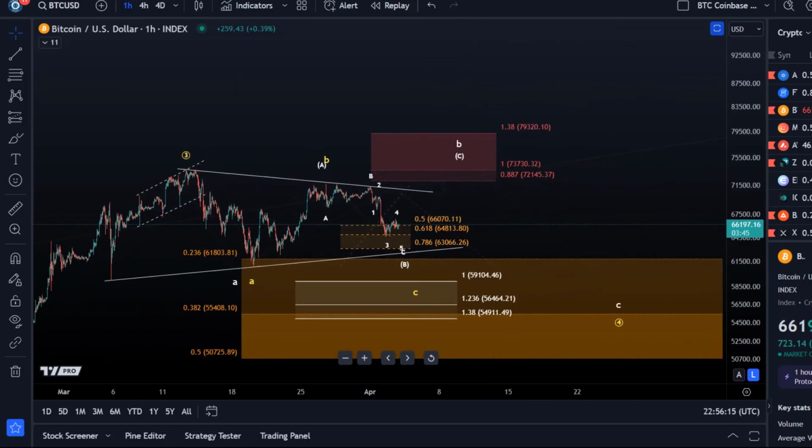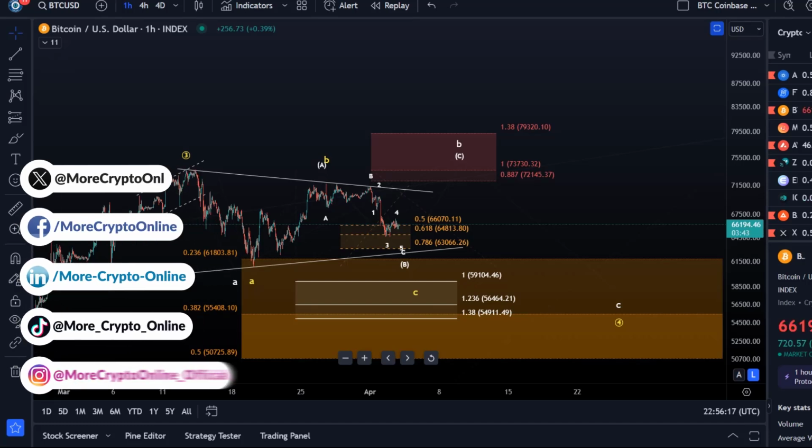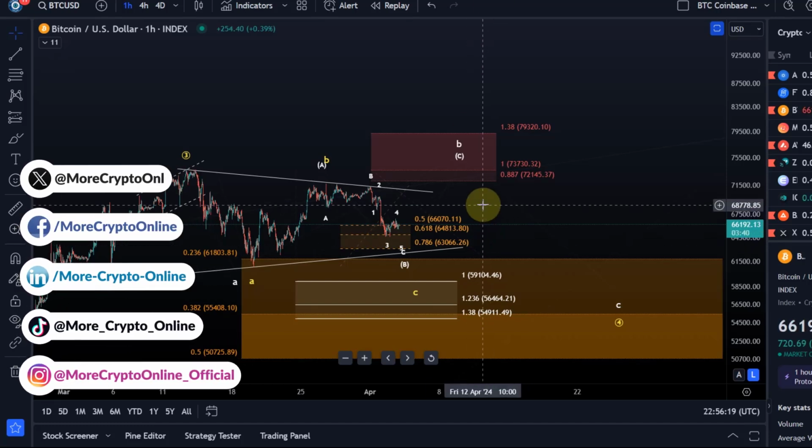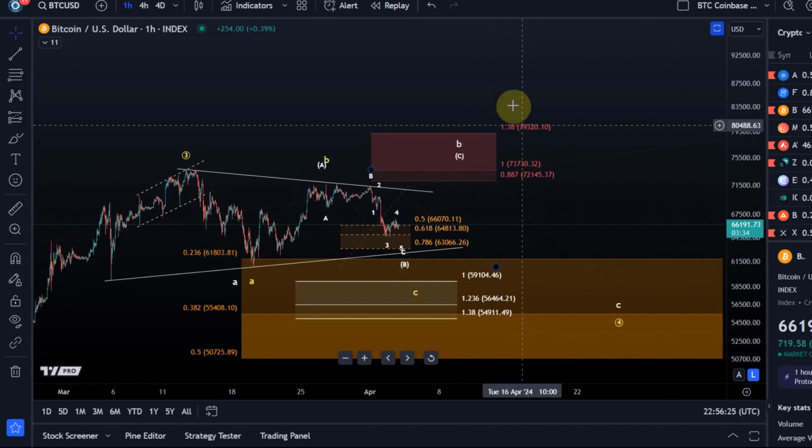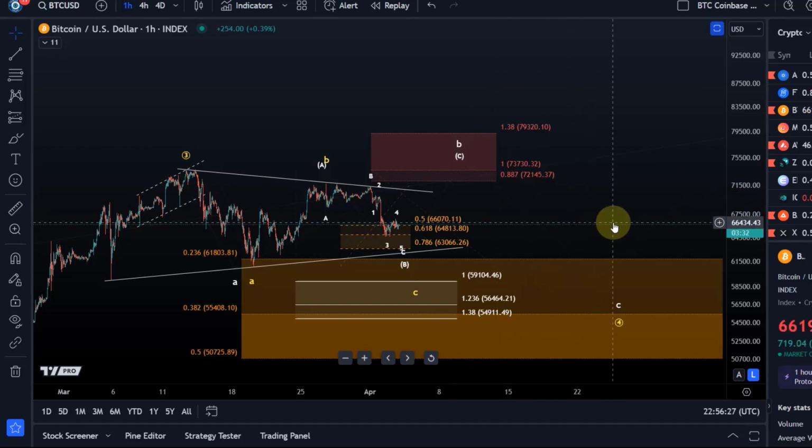Bitcoin hasn't really moved significantly since the last update, so actually the commentary is still valid. I'll give you a quick wrap-up video at the end of the trading day, just around the daily candle close. It's possible that we see a little bit more volatility towards the end of the close, or maybe into the early hours of the morning, but for now the structure is unchanged.